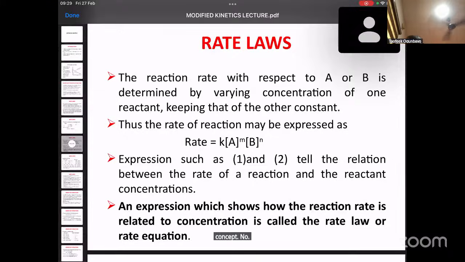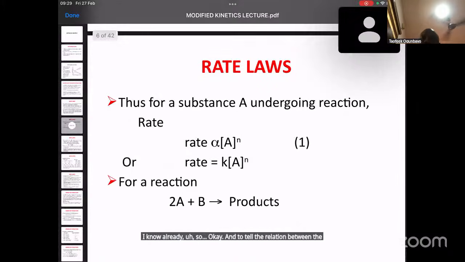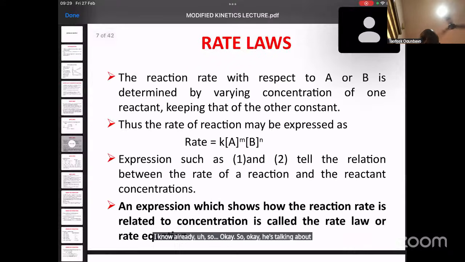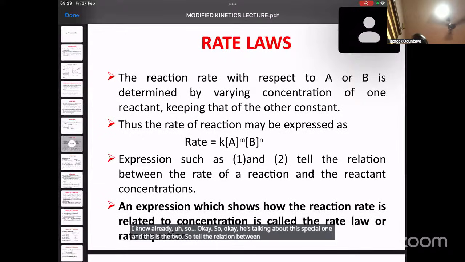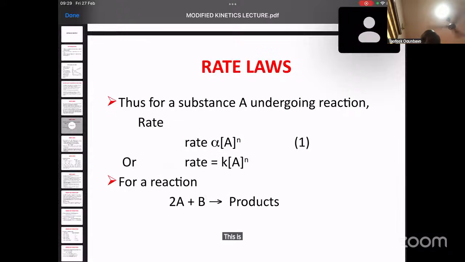Expressions such as 1 and 2 tell the relation between the rate of reaction and the reactant concentrations. This is expression 1, and this is expression 2. Sorry, I forgot to put the 2 there.